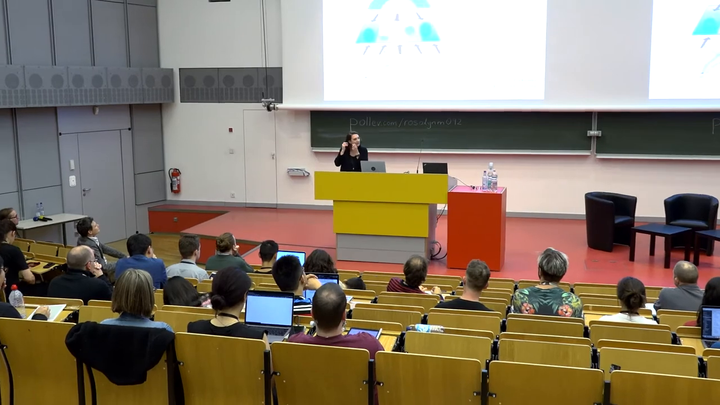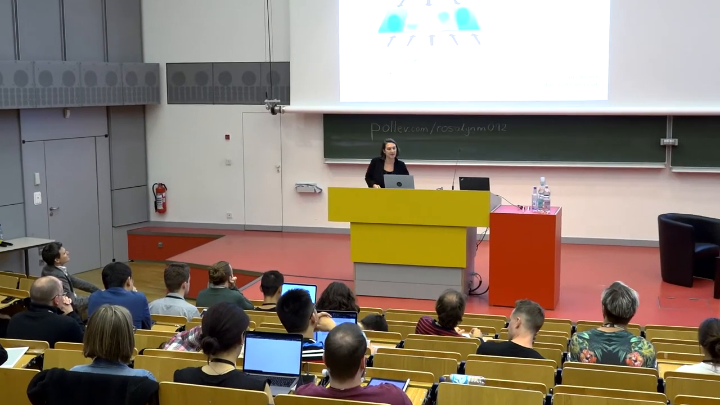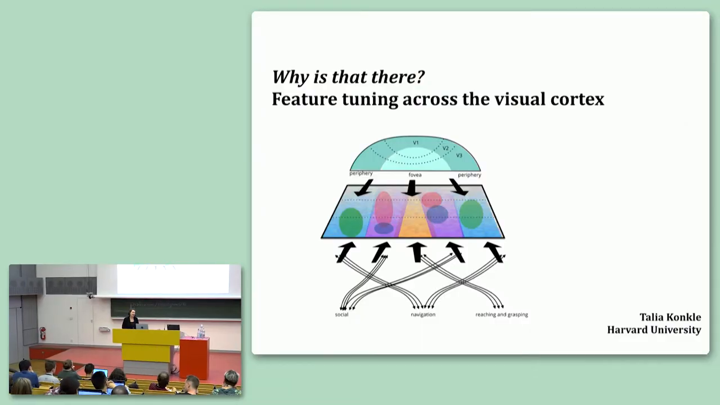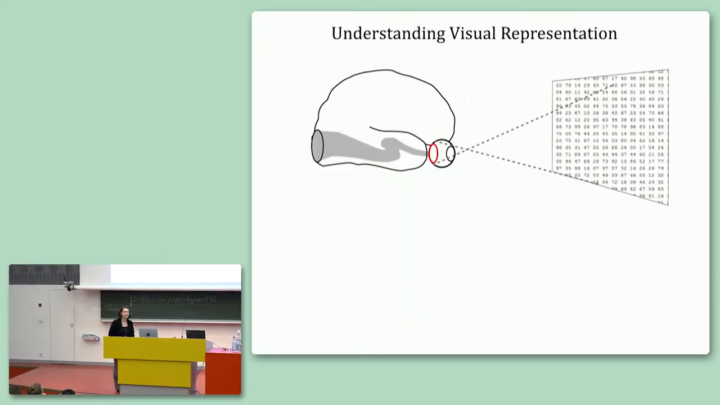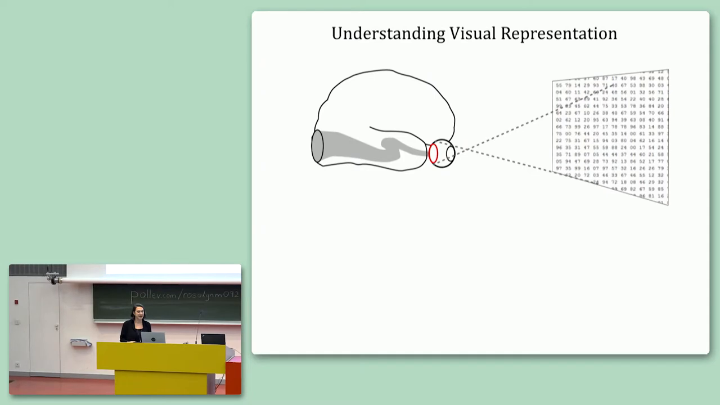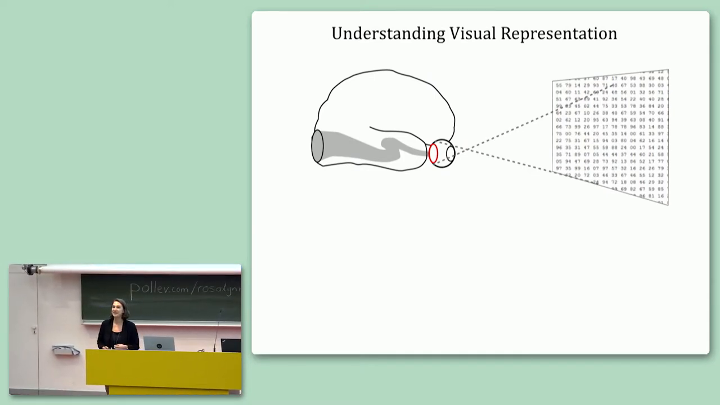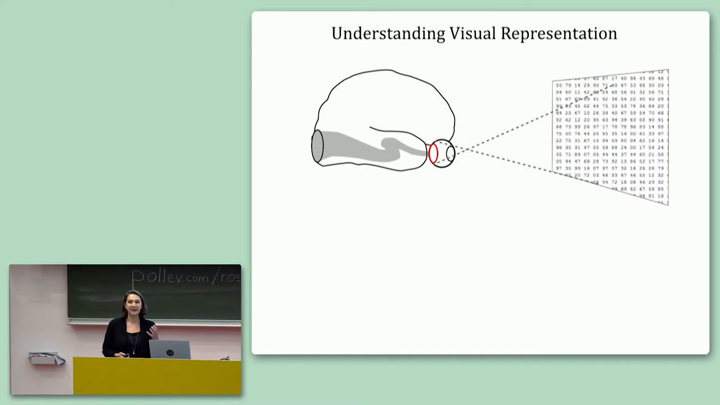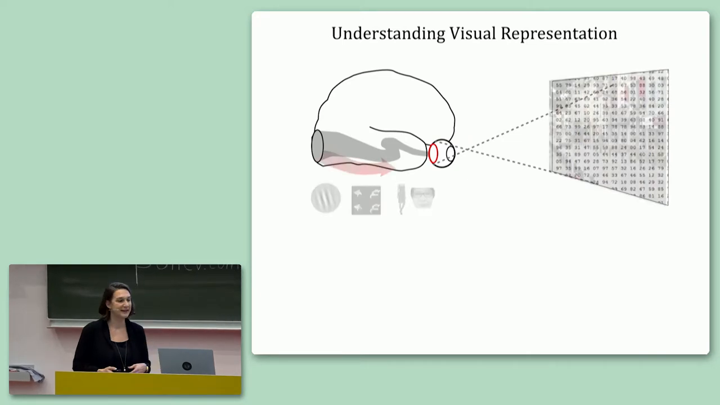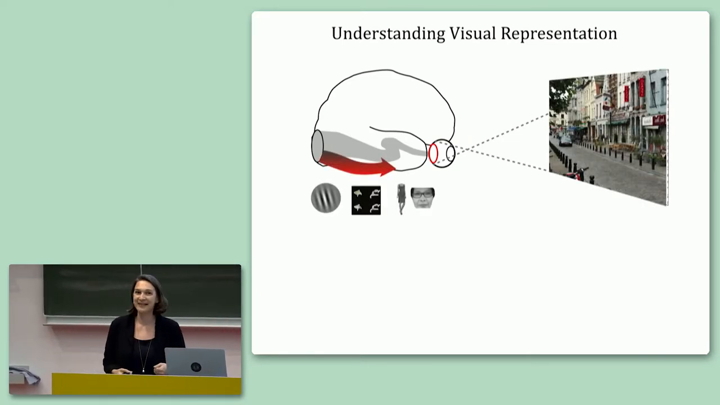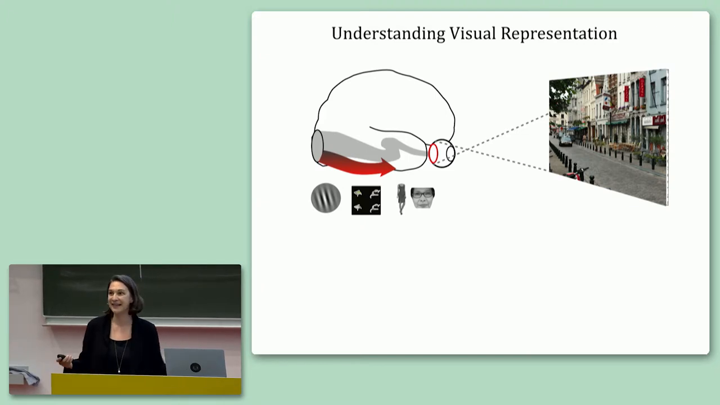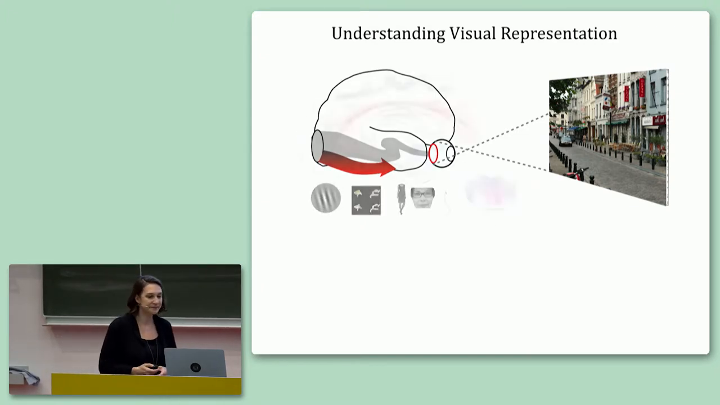Okay, let's see if that, is that better? Yeah, okay. So I'm going to be talking about the large-scale topography of the ventral visual stream. My research is really aimed at trying to understand visual representation. How do you take actively sensed patterns of light and transform them along the ventral stream into useful representations of objects and agents and the environment around us?